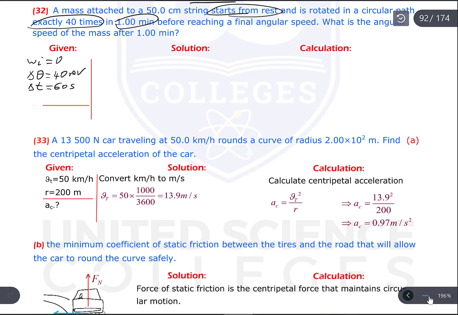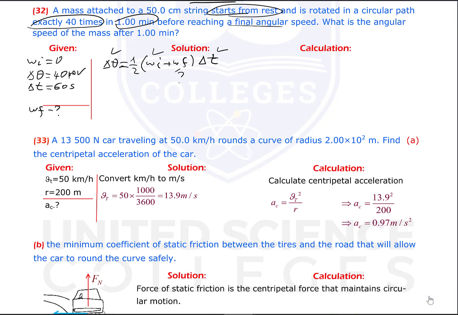Before reaching a final angular speed, what is the angular speed of the mass? Final angular speed is the question in here, omega final. So angular displacement, I can find omega final because of this equation: delta theta is equal to 1/2 (omega initial plus omega final) times delta t. This equation can help us because delta theta is known, omega initial is known, delta t is known, and the unknown is omega final. We can easily get it, just one unknown.